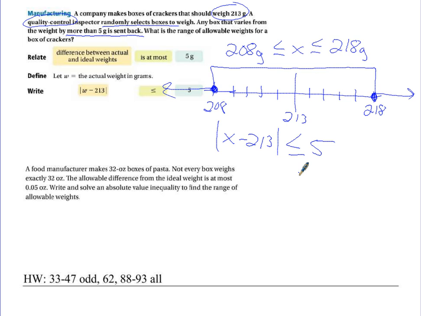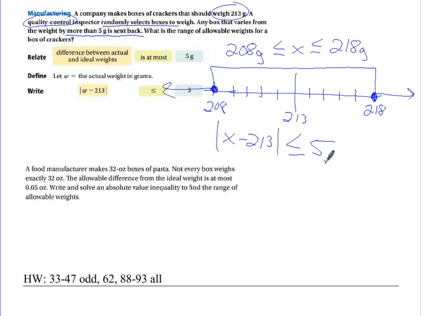If I weigh this thing and I get 211, then I have 211 minus 213, which is negative 2. The absolute value of that is 2. 2 is less than or equal to 5, so that one's good. Okay? If I weigh this thing and I get 217, 217 minus 213 is 4. Absolute value of that is 4. 4 is less than or equal to 5, so that one's good.